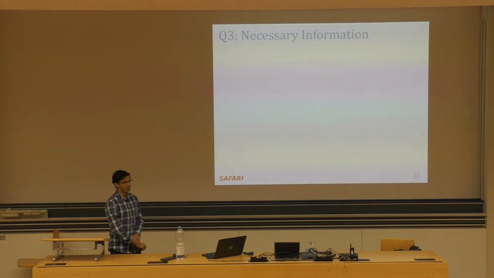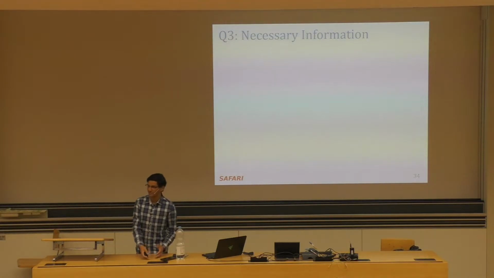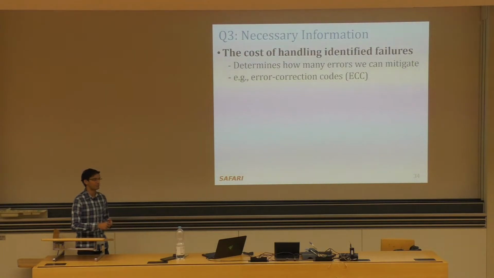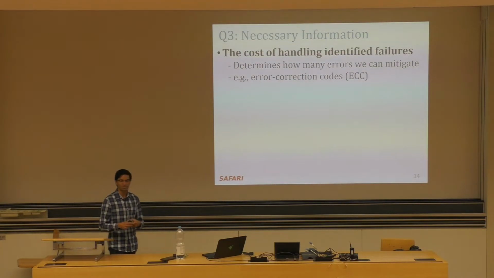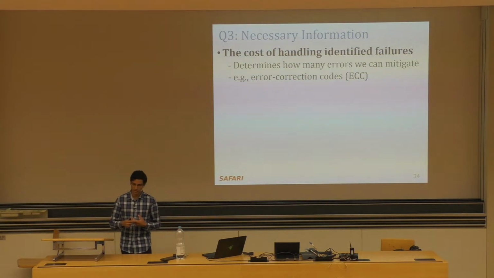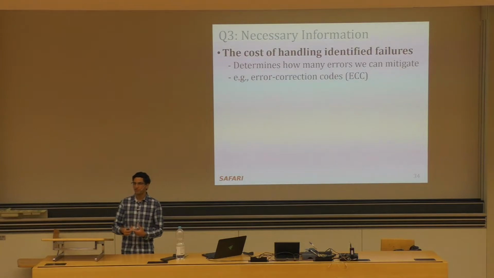The final question we want to answer is, what is the necessary information in order to make all these decisions? And this is important because the profiler will need to have access to this in order to decide how to use this best. And so we find there's two key pieces of information. The first is the cost of handling the identified errors. And it's sort of abstract because it depends on the particular error mitigation mechanism you're using, right?